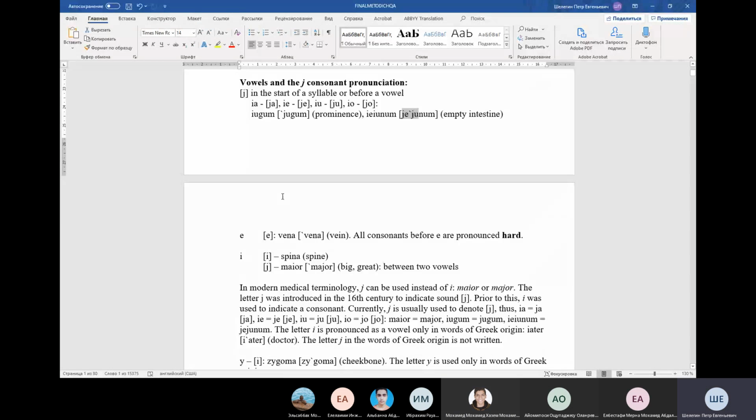Another rule for pronunciation, guys. Next rule is the hard vowels and hard consonants before the hard vowels. The example is E, like vena. The consonant before the E is pronounced hard, ve.